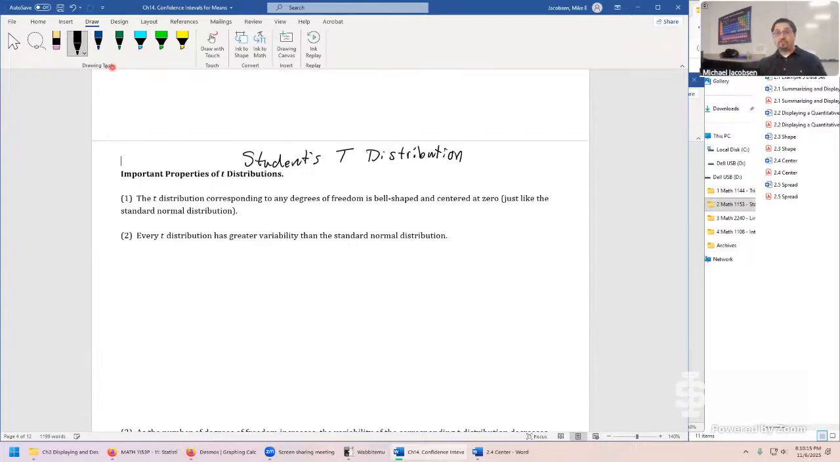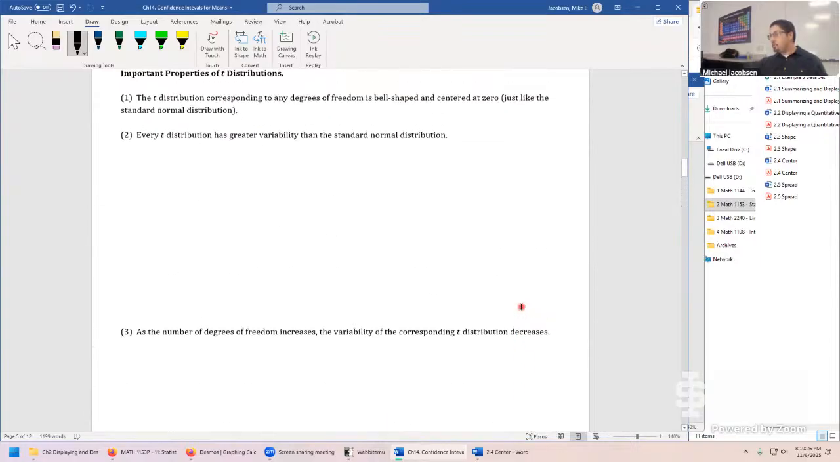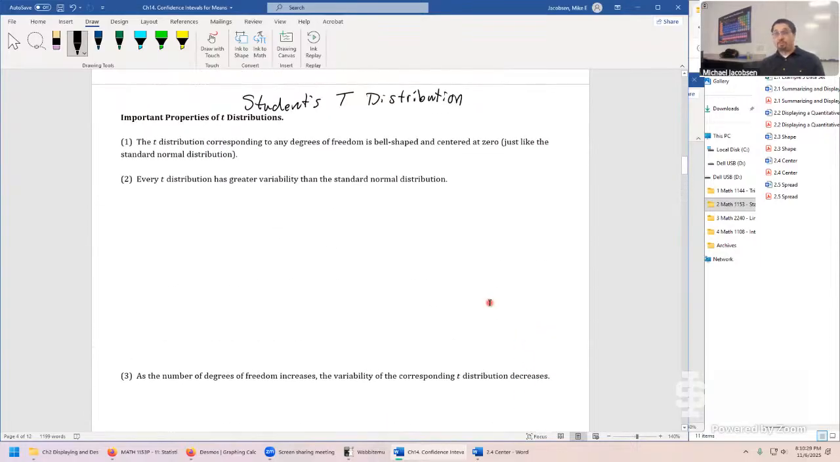So he came up with this from scratch. And that's why when we see the confidence interval formula down below, there's a T star, not a Z star any longer. So our job in the next part of the notes is to see what is the T distribution.